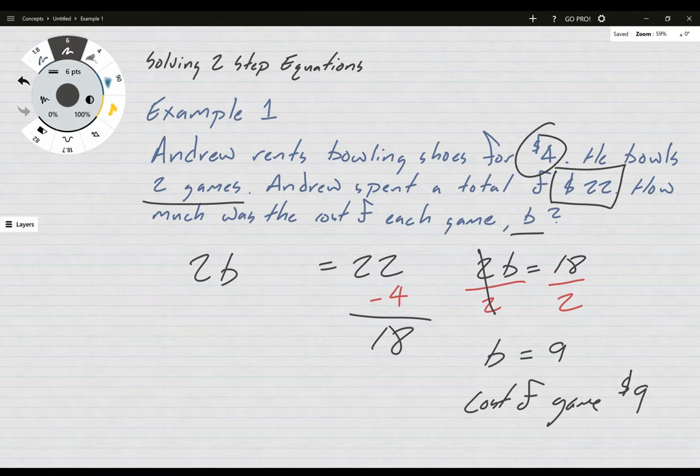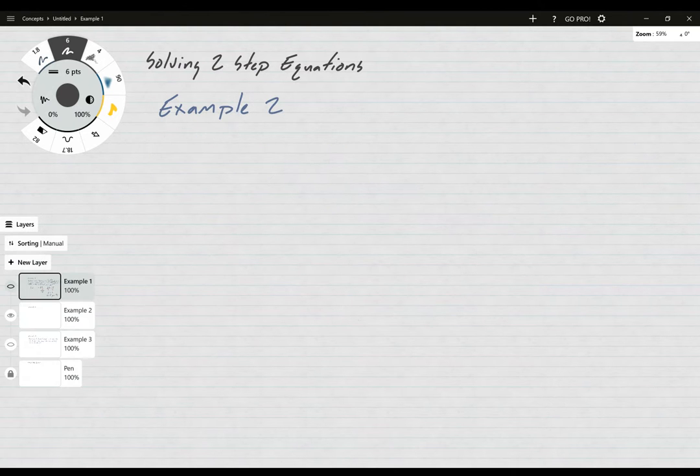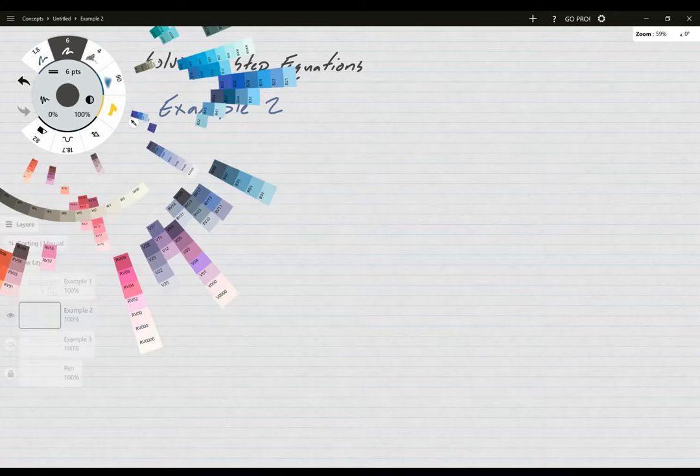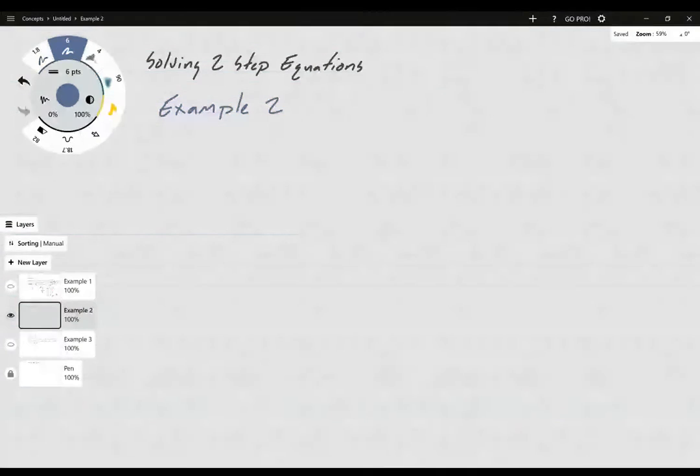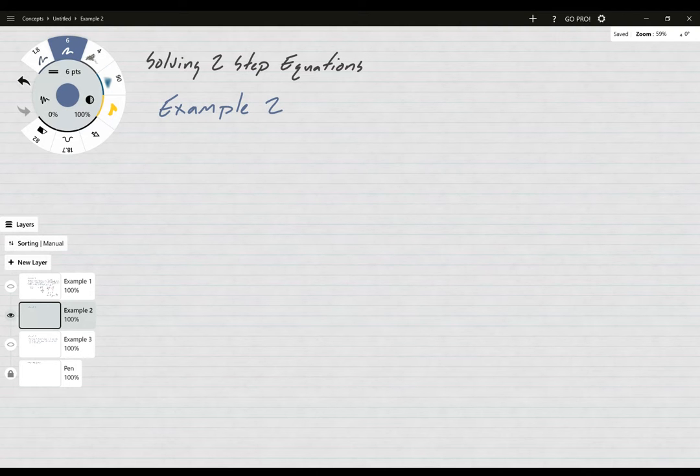So there's the first example. That's just using 2 steps. The first step was I had to subtract 4 on both sides, and the second step was I had to divide by 2 on both sides, and that gave me my final answer. So let's move on to the second example. This is new material, so I suggest you watch these videos so you can see the process of how to solve these.